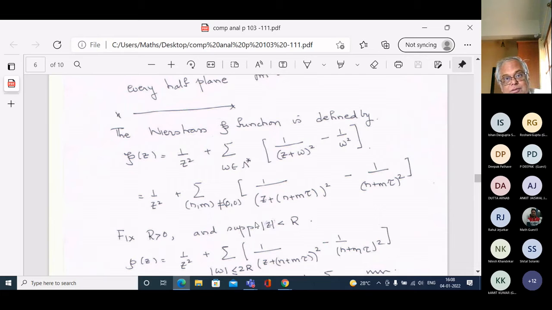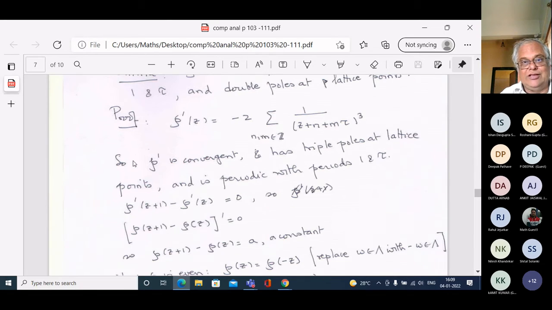Nor can I say that P(z plus tau) is P(z). So I have to do something else, or be slightly more careful. I can actually do that, but anyway, I have to be slightly more careful to show that P has periods 1 and tau. And this is a nice trick: you take the derivative. The derivative is like this, with poles of order 3, and it is periodic with period.